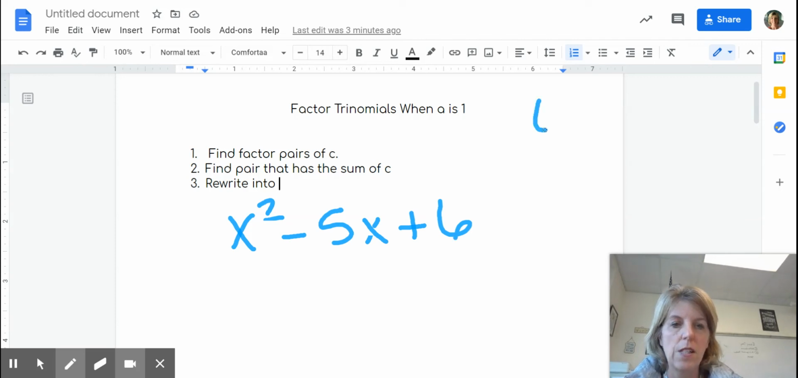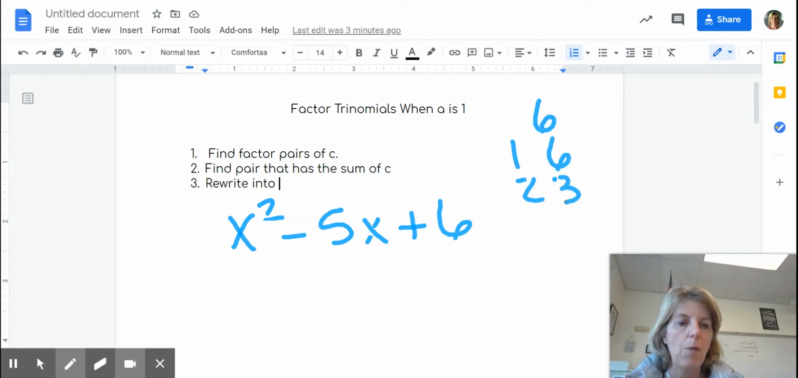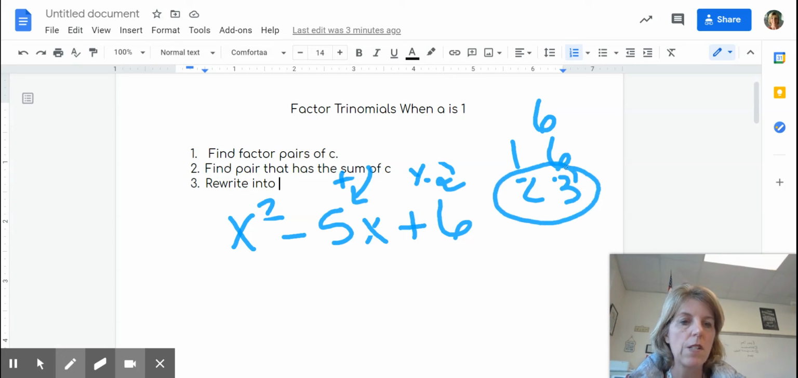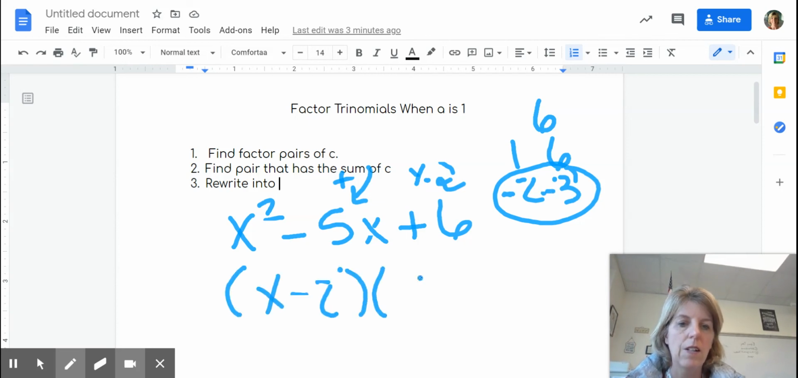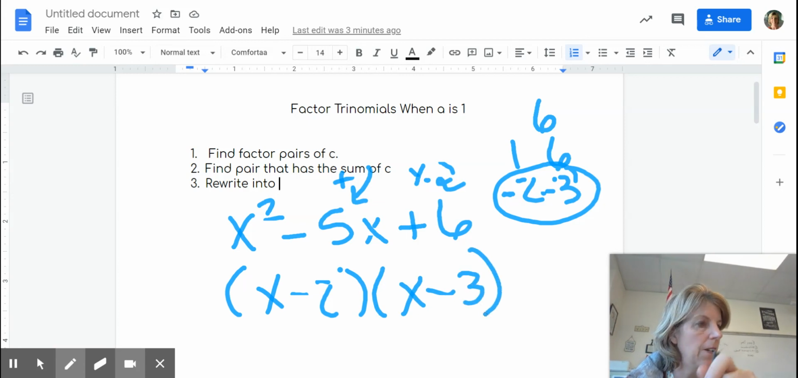All right, so we have C, which is 6. The pairs are 1 and 6, and 2 and 3. And we need a pair that's going to add to negative 5. It has to multiply to 6. There's the 2 and 3, but 2 and 3 does not give us negative 5. It gives us positive 5. So we have to do this, right? So this becomes x minus 2, x minus 3. See it? All right, one more.